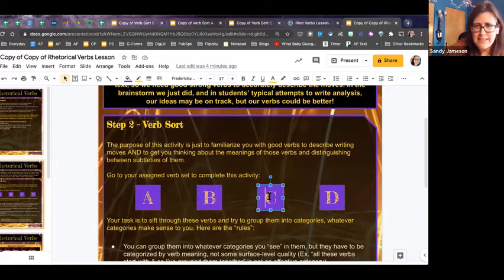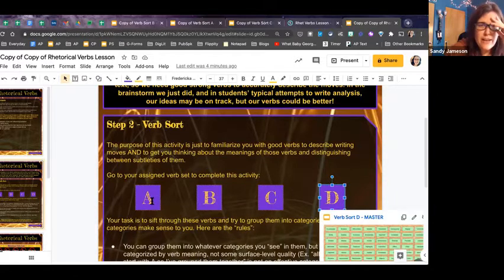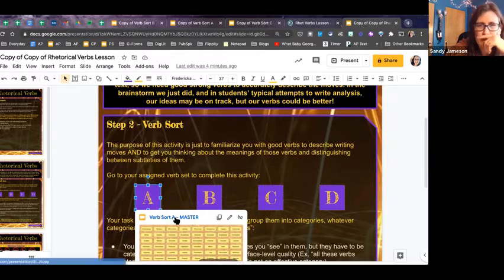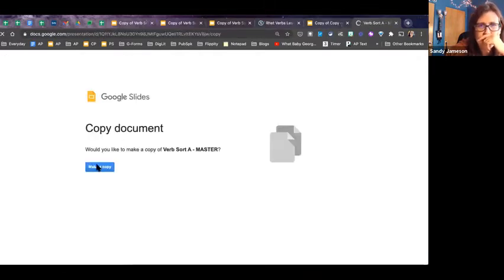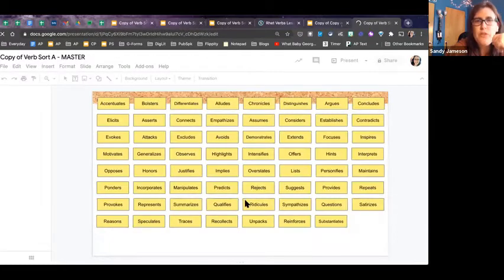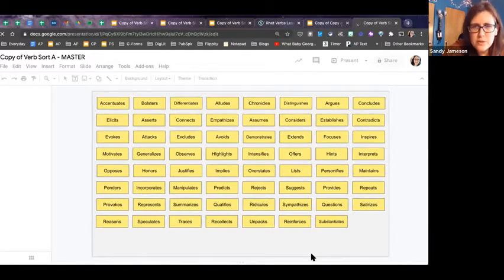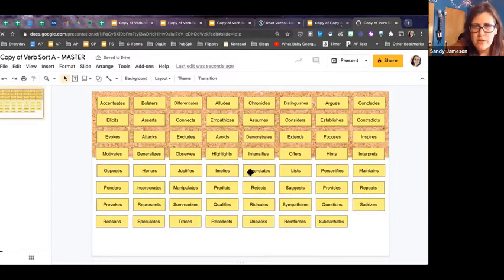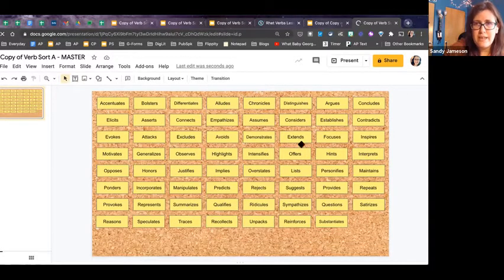So you will want to pick one of these verb sets. They're all the same, they're just different colors. So I'd like you to pick one and open it up. It's going to ask you to make a copy once again. And when you make your copy, this is what it's going to look like. You'll see it's just a giant list of little boxes with verbs in them. And what you are going to do is sort these verbs into different categories.